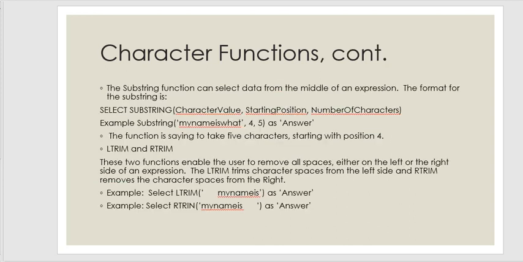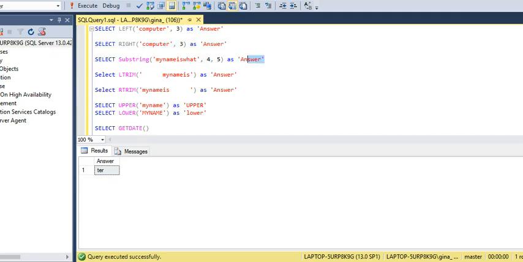Our next character function is the substring function, and that's where you can get data from the middle of the character selection or expression. In your substring function, you're going to have a character value, a starting position, and the number of characters you want. So in this example, your starting position is going to be at the 4th character, and it's going to get 5 characters after that. And we'll highlight, and we'll see that the starting position is A, and it goes for 5 characters.